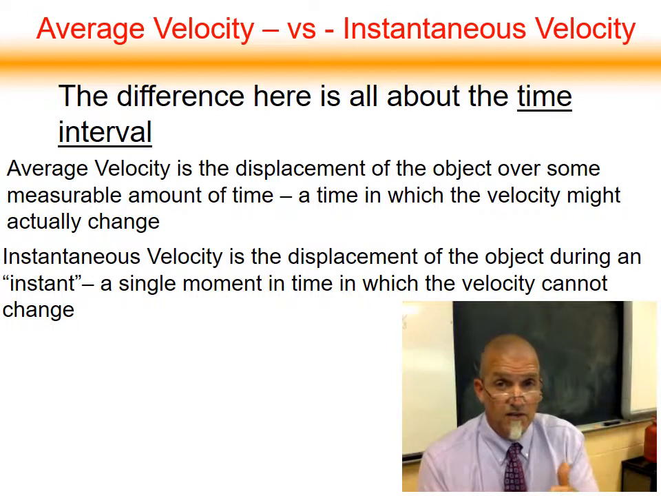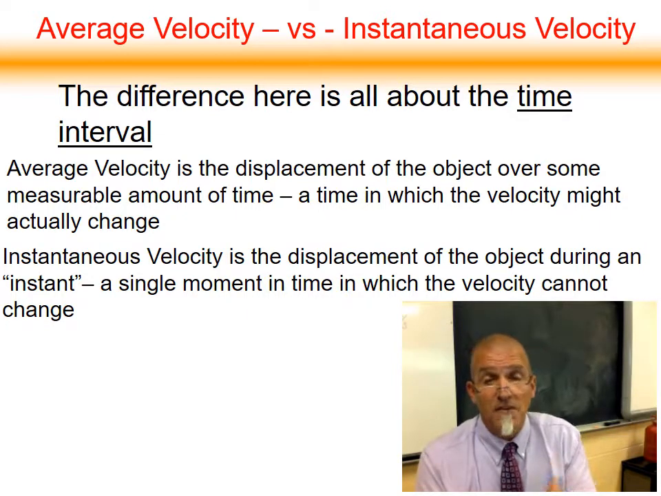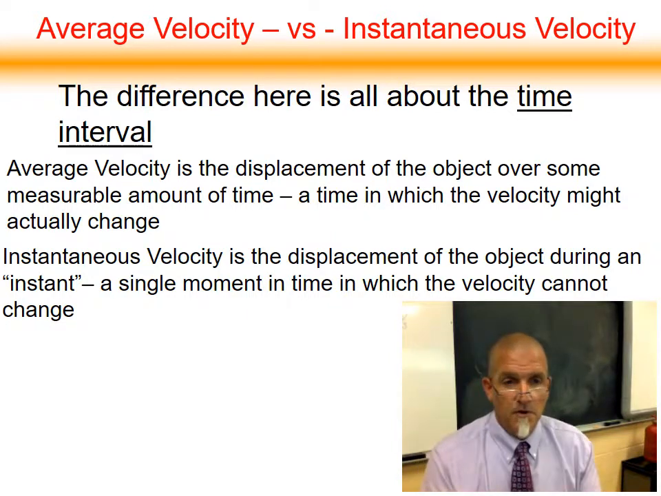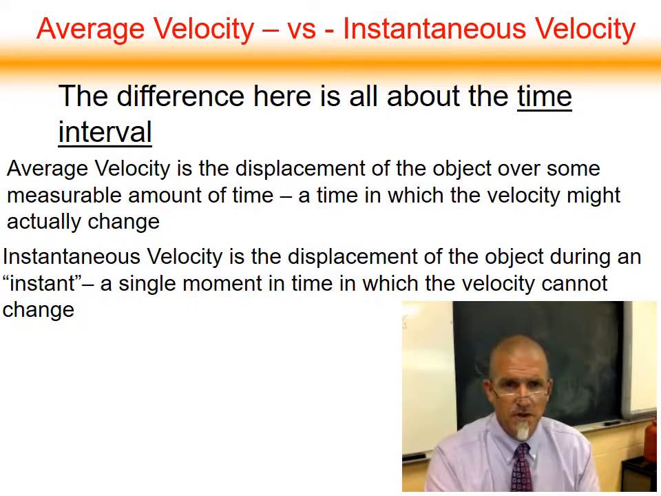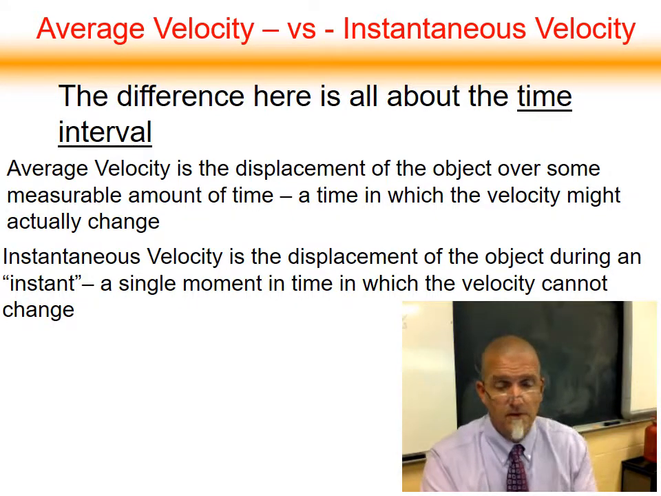Instantaneous velocity is the velocity at a moment in time, as opposed to some measurable period of time, which would be the average velocity. A subtle difference, but a really important difference between these two types of velocity.